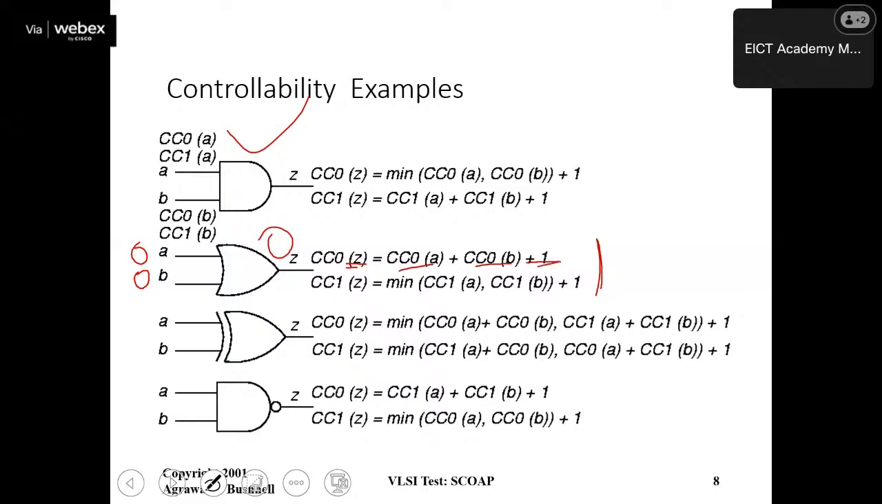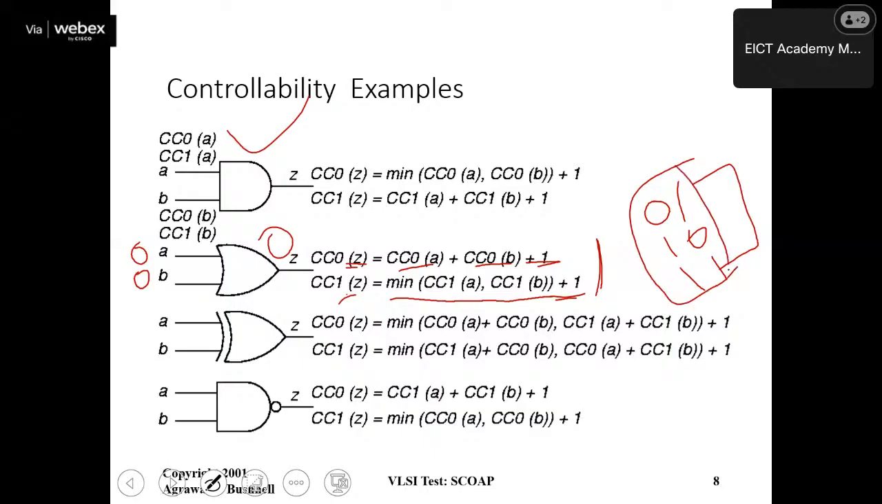If I just want to calculate CC1, then there are 3 combinations for CC1: 0, 1, 1, 0 and 1, 1. Can I say that the minimum possible, any one of the inputs, if it is 1, then I can have the output equal to 1. So that's what we will be taking, minimum of CC1 of A, comma, CC1 of B, plus 1. And that's how this is going to give us the CC1 for the OR gate.